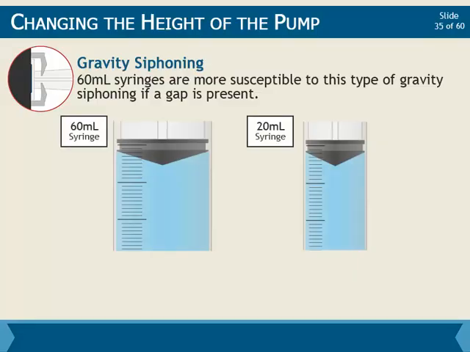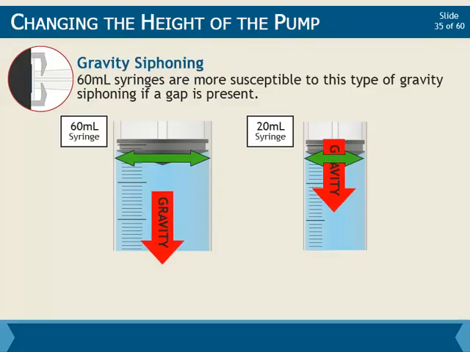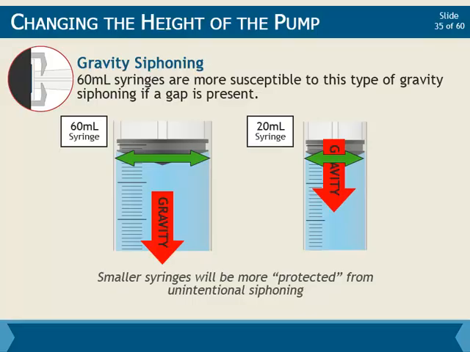Even though the frictional forces within the syringe barrel may be similar in a 60 milliliter and a smaller 20 milliliter syringe, the cross-sectional areas of the plunger heads are significantly different. The larger the cross-sectional area, the easier it is for gravity to instigate movement of the plunger. Therefore, smaller syringes will be more protected from unintentional siphoning.